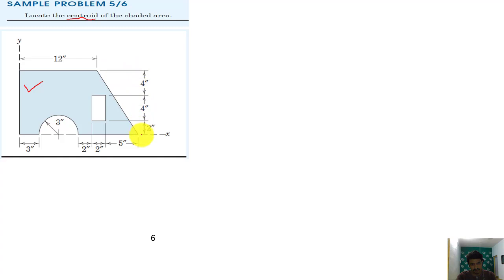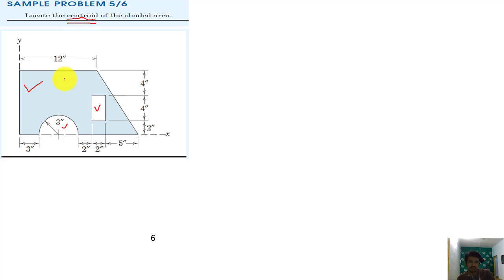It is a rectangle, but due to the cutting of this semicircle, the cutting of this rectangle, what will happen? The CG will change, its centroid point will change, and that change in the point is what we have to determine.